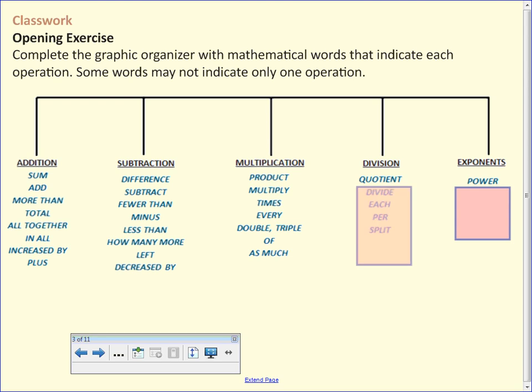For division, quotient, divide, each, per, split are some examples of words. If you saw them, would indicate that you need to divide. And for exponents, power, squared, cubed. And this is a chart you want to keep referring back to in today's lesson and for tonight's homework. These are vocabulary words that are going to help you.